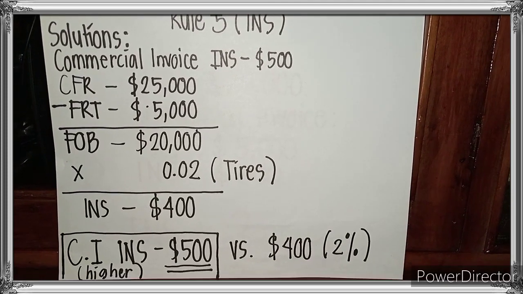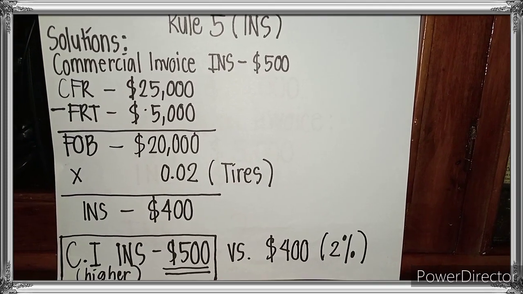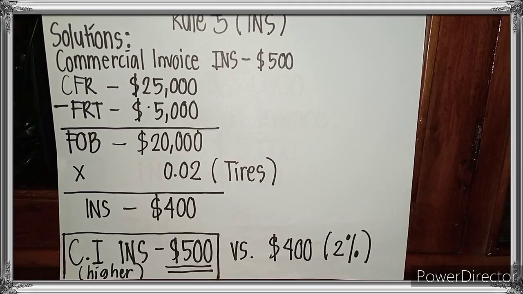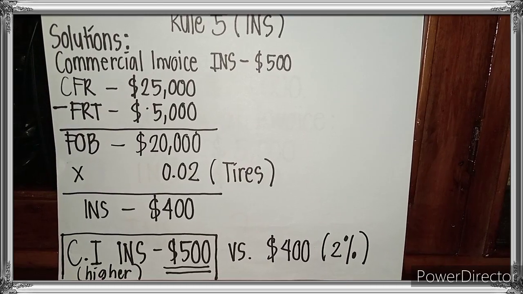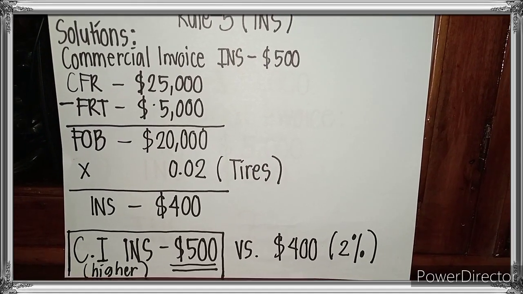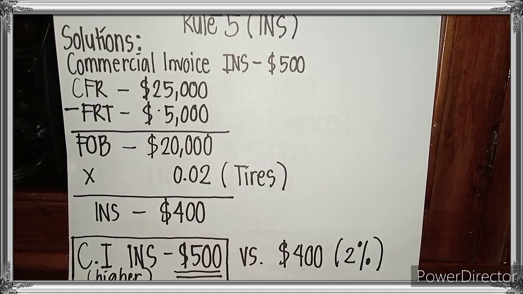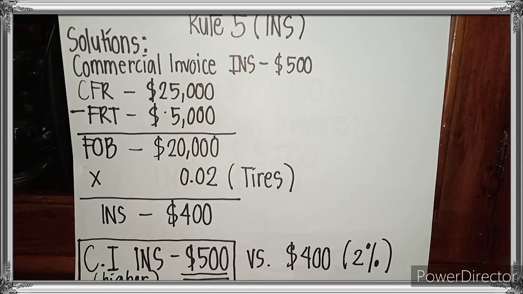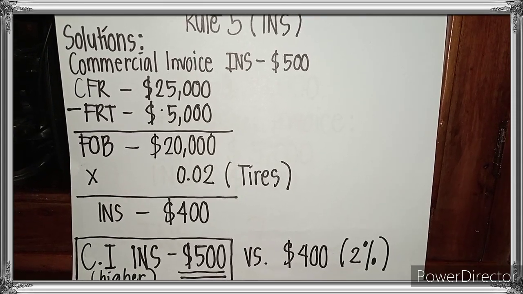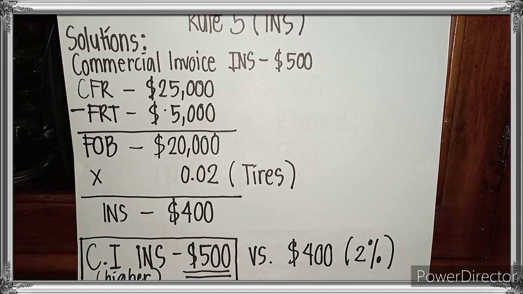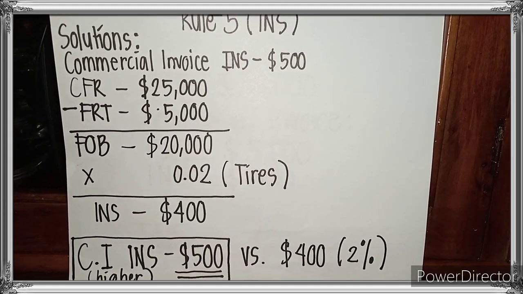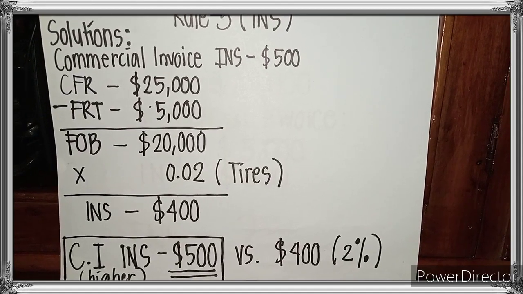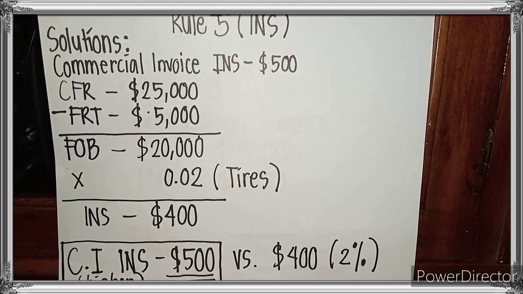So this is the solution to the problem. We will apply Rule 5 of the insurance. So the commercial invoice insurance is $500. Then the CFR is $25,000 minus freight, which is $5,000. Then we have here FOB of $20,000. Then we will multiply 2% for the tires. And then we will have the answer of insurance is equal to $400.